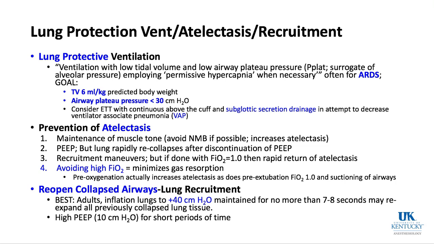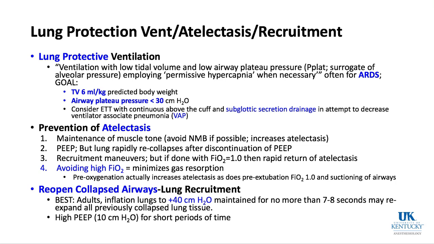If you have your normal muscle tone without neuromuscular blockade, it seems to maintain muscle tone and have less atelectasis if you're not paralyzing them. PEEP can prevent atelectasis, but if you turn off the PEEP after it's been on, the lung rapidly collapses after you discontinue it. Recruitment maneuvers: if you close your APL valve and raise the pressure up to, let's say, 40 centimeters of water and hold it there for 7 to 8 seconds or so, the classic lung recruitment strategy, you can pop open atelectatic lung, but it takes pretty high pressures and for an extended period of time.